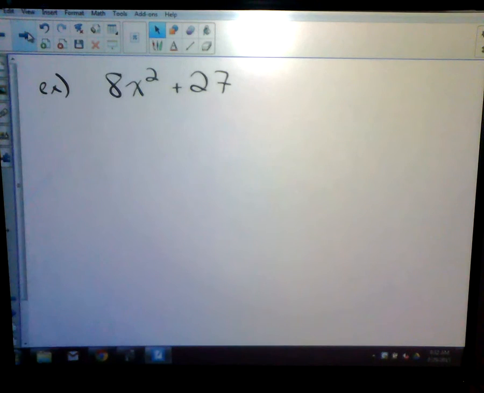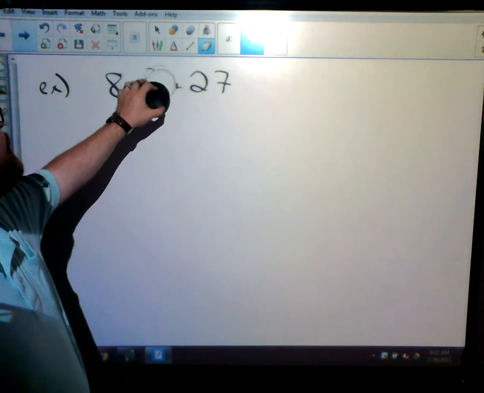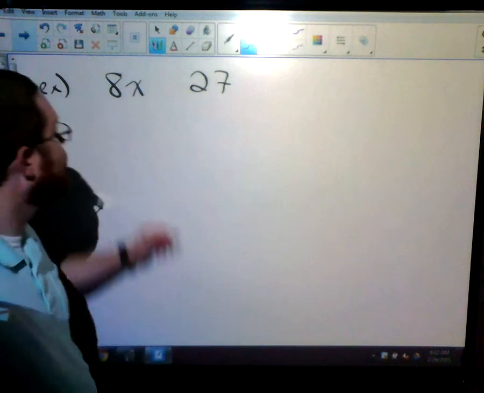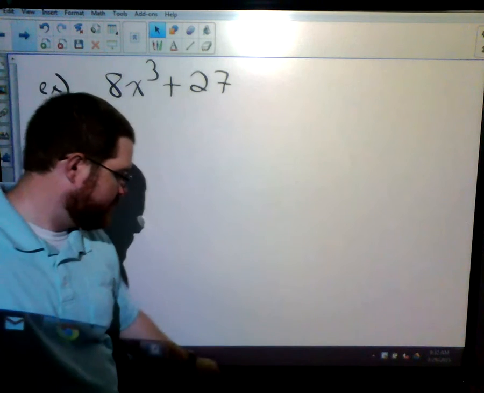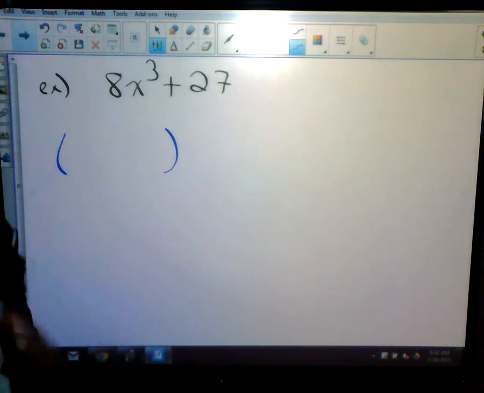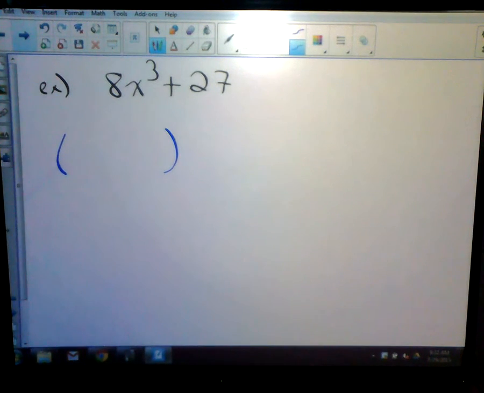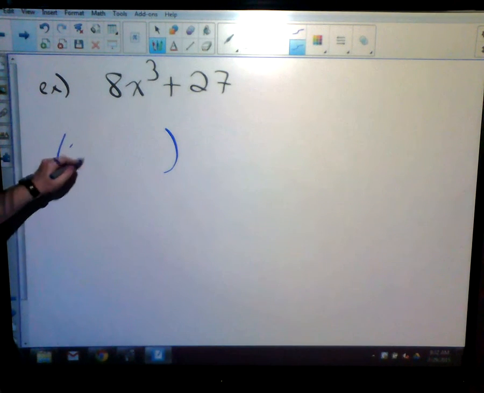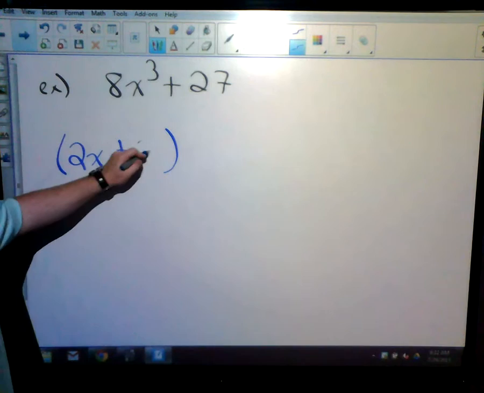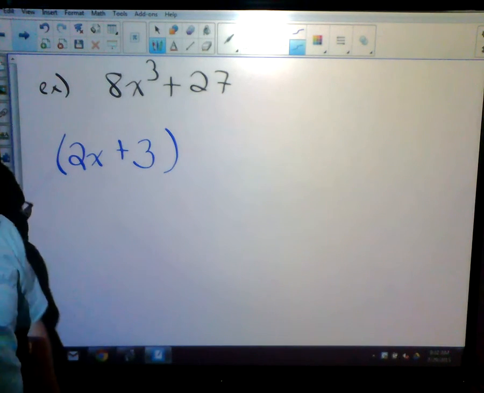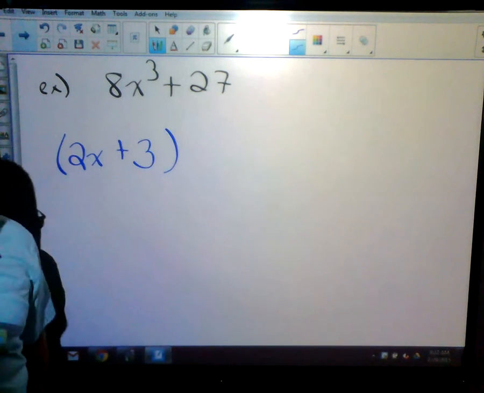Let's try another one. These are two perfect cubes. The first set of parentheses is for take the cube root. What's the cube root of 8x cubed? It's 2x. Plus, what's the cube root of 27? It's 3. Why? Because 3 times 3 times 3 is 27.